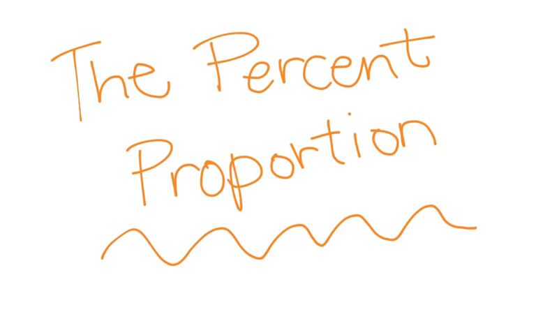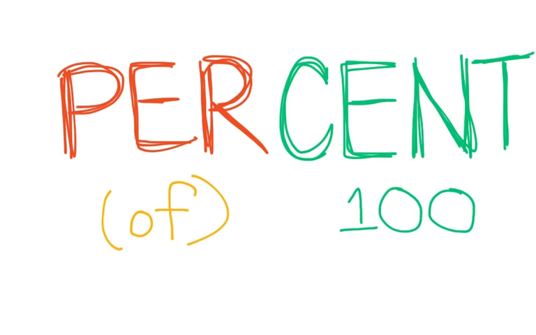Alright guys, we are going to be learning about the percent proportion. Just to remember, proportions are what we've been doing. It's two equivalent fractions. So you'll have a fraction and another fraction and an equal sign in between them. The only thing that's going to be different here is that we're talking about percents, and the word percent means of 100, in case you didn't know that.